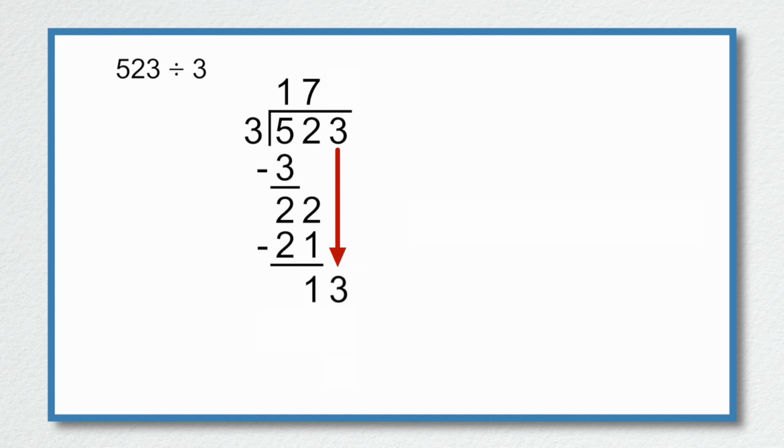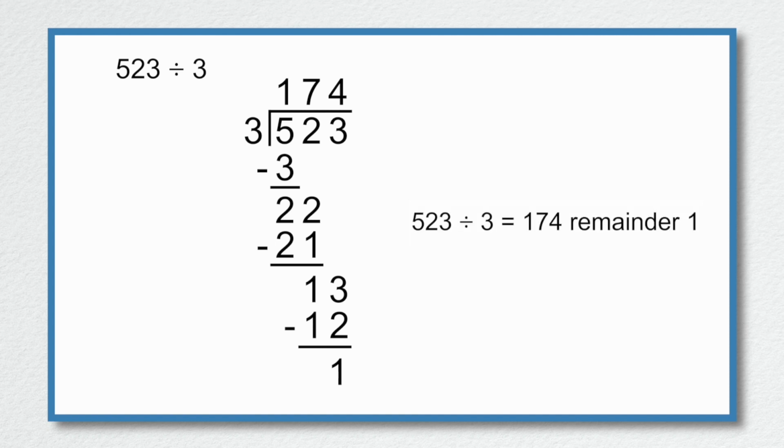We bring the 3 down. 13 divided by 3. 3 into 13 is 4, because 4 threes are 12. And if we take that 12 away from 13, we end up with a remainder of 1. And because 1 is smaller than 3, that's going to be our remainder. 523 divided by 3 is equal to 174 remainder 1.